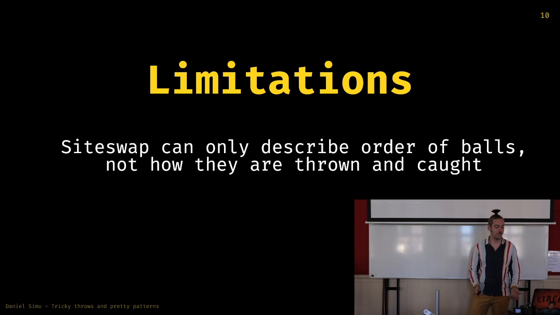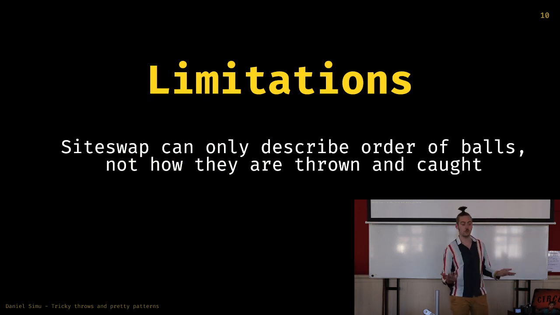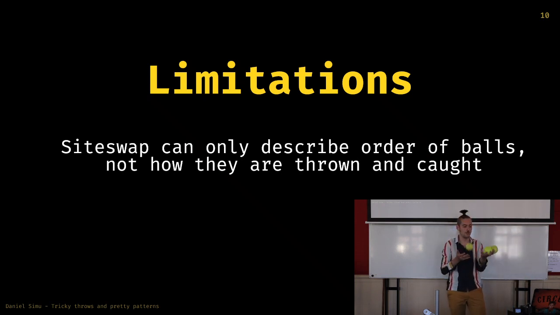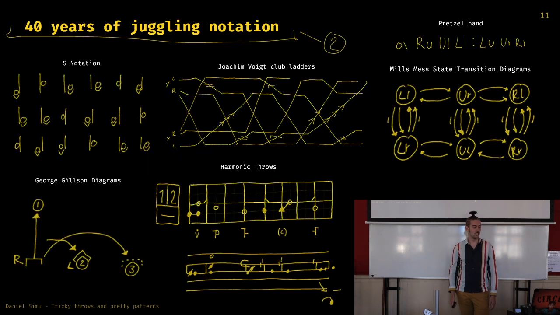For example, siteswap can only describe the order of throws, but not the type of throws that they are. For example, you can make throws over your head or under your arm, but siteswap is not able to describe any of those things, although this is very important for juggling. So a lot of other juggling notation systems have been devised in the past 40 years to try and fill this gap. These are just a few that I described in my paper.